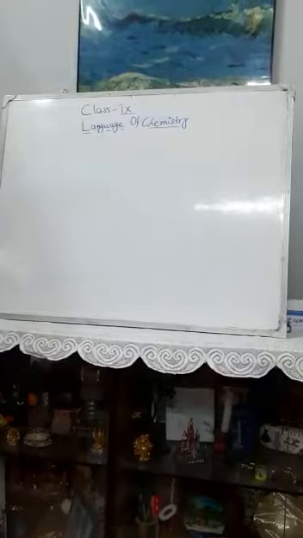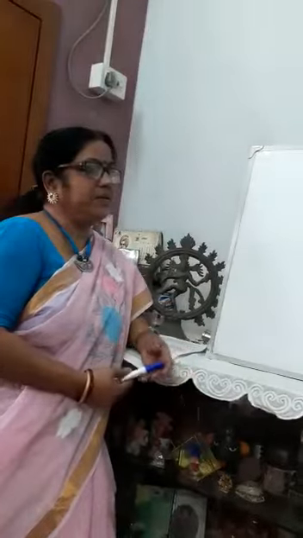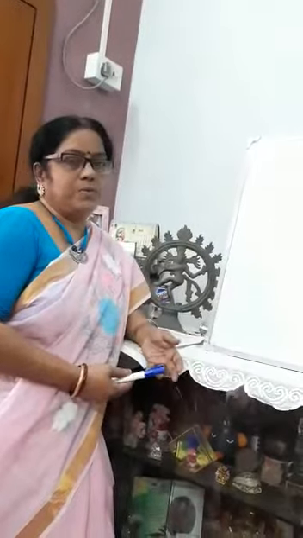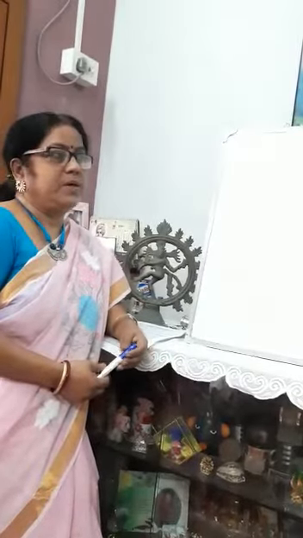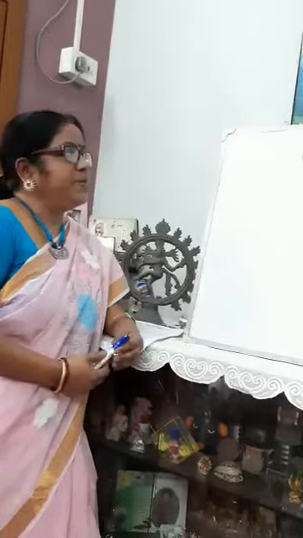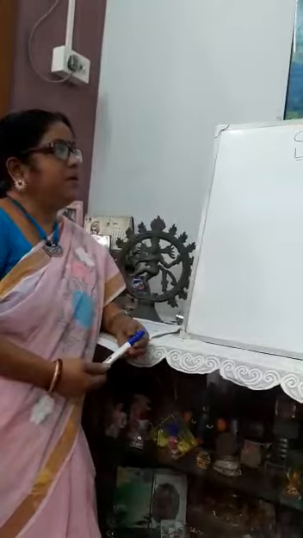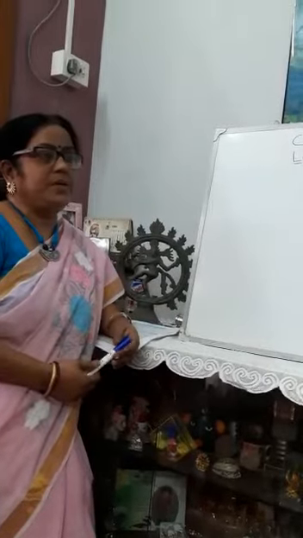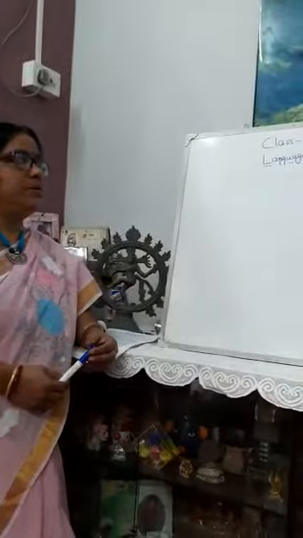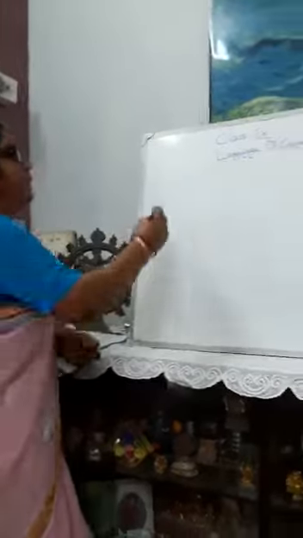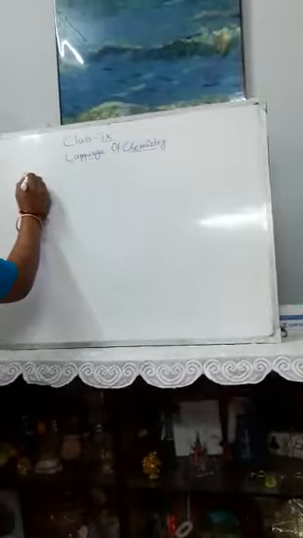Today your topic is language of chemistry. Language of chemistry means how can we write the chemical compounds, chemical substances, chemical equations. This is called the language of chemistry. First thing of the language of chemistry is the writing of the symbol. So what is symbol? You must know. What is symbol?